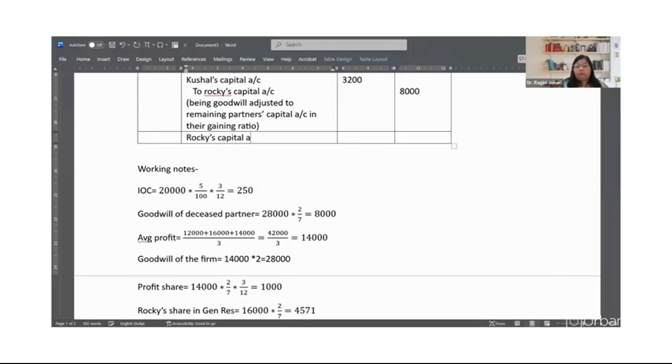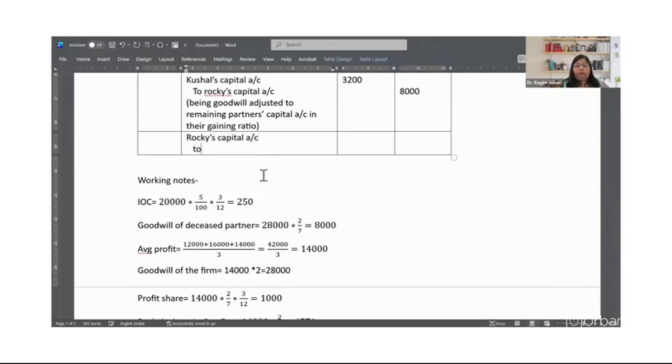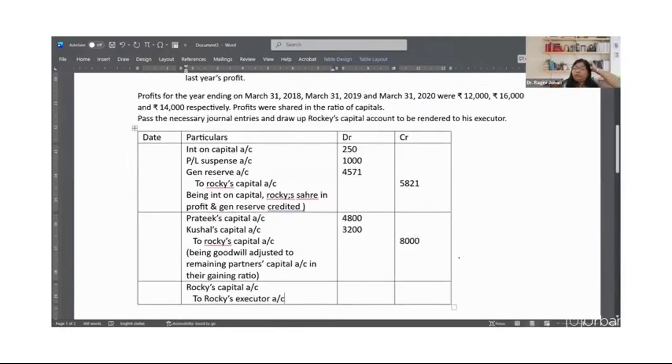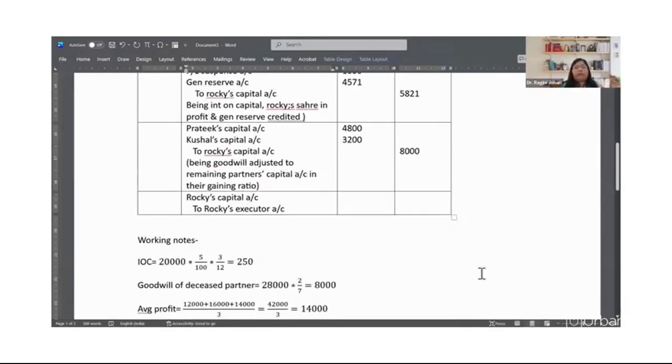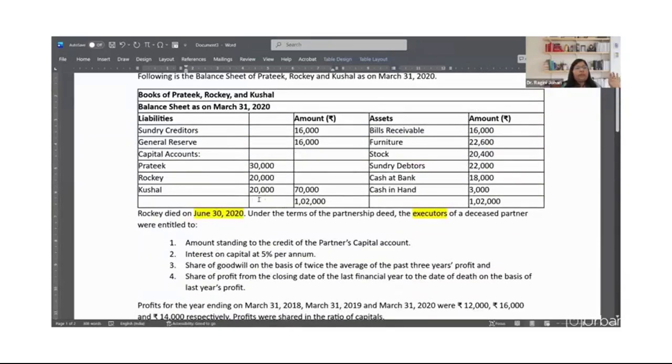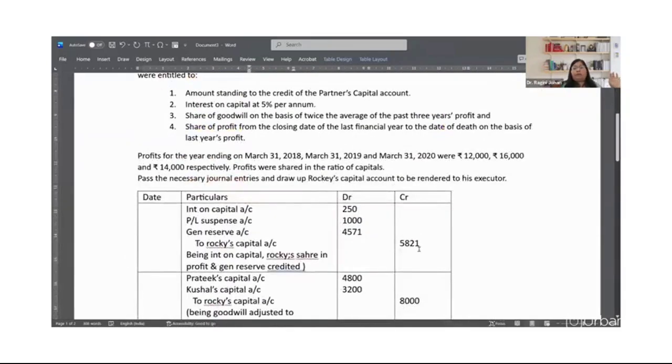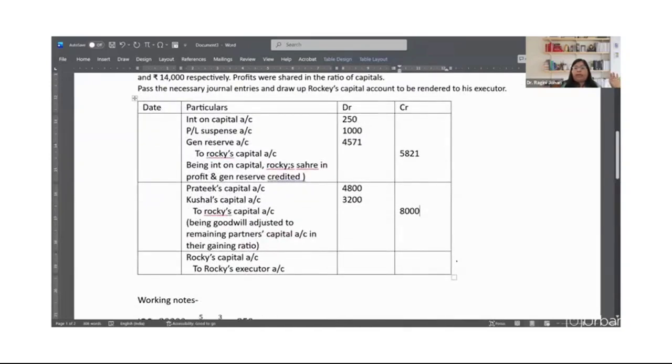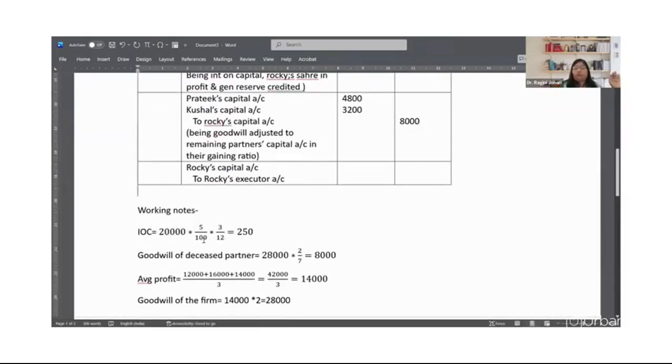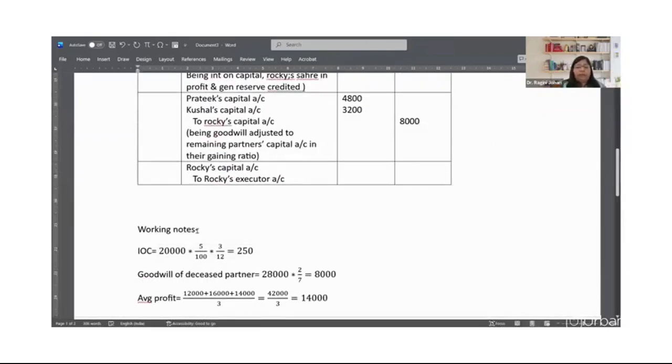So this is Rocky's capital account debit to Rocky's executor account. And the total amount should be how much, guys? Okay, let's find out the total amount to be given. That is this 20,000, 5,821, and 8,000. To be doubly sure, what we can do is make Rocky's capital account.